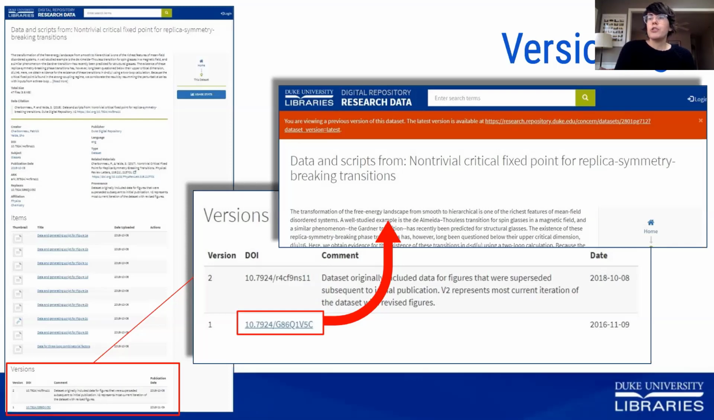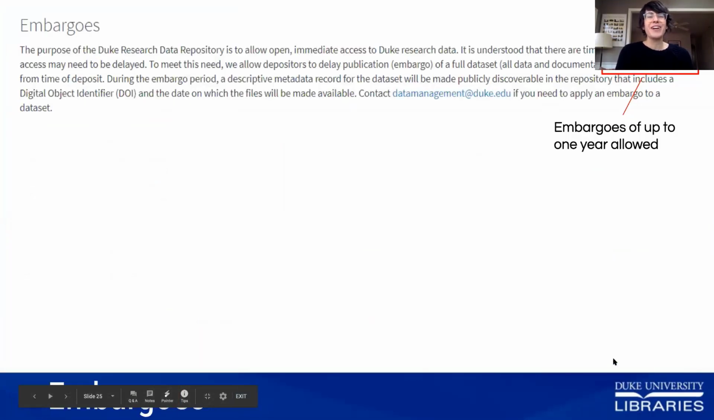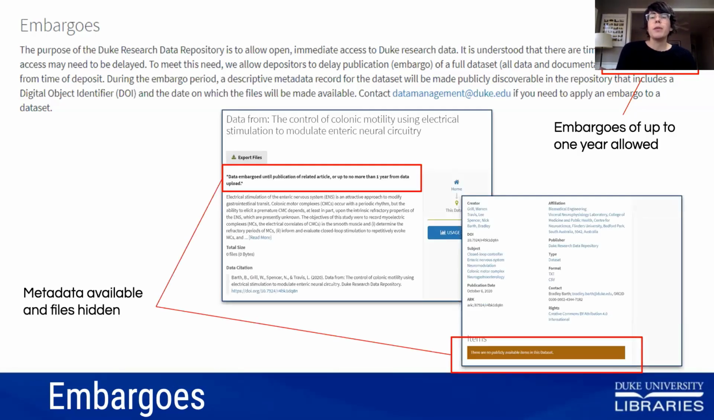We also encourage depositors not to embargo their data, but we recognize that occasionally a publisher may require that they do so. So to accommodate this need, we've also developed a policy that allows depositors to request an embargo for up to one year after their deposit. In this case, we'll make the dataset metadata available, but we'll suppress the files. And then we add a note to the dataset description stating that the data are embargoed until the publication of a related article, or up to no more than one year from the data upload.